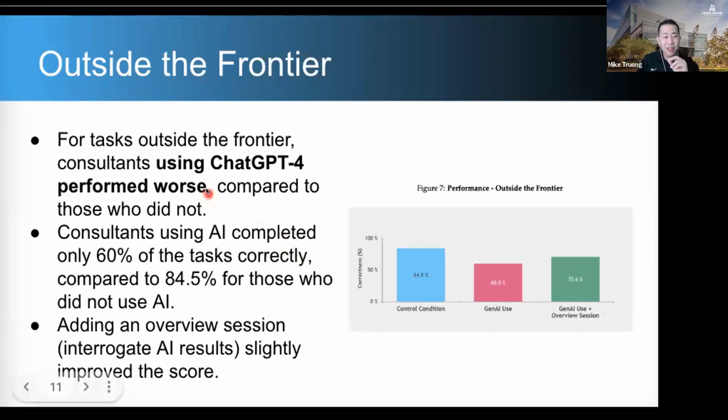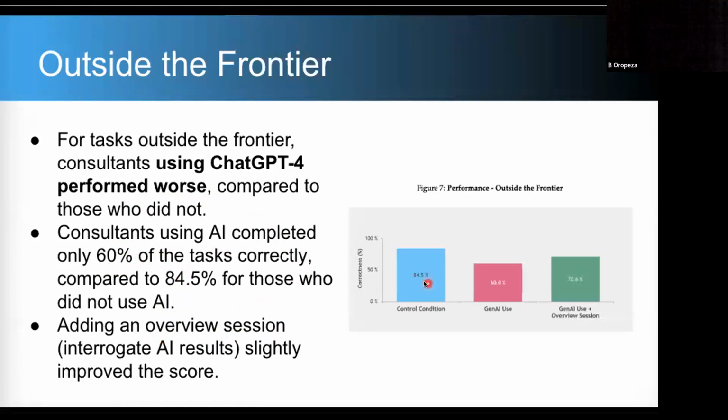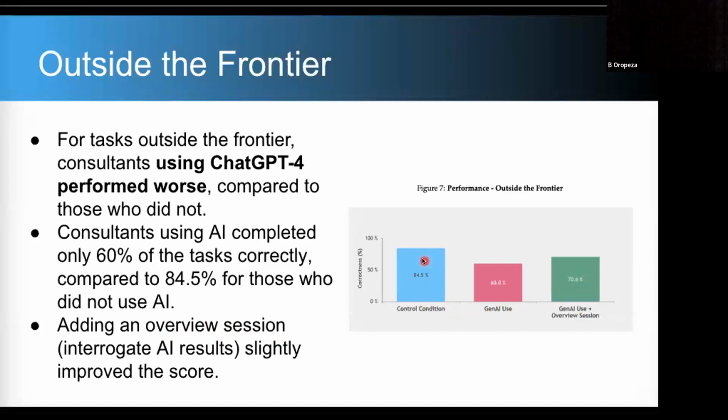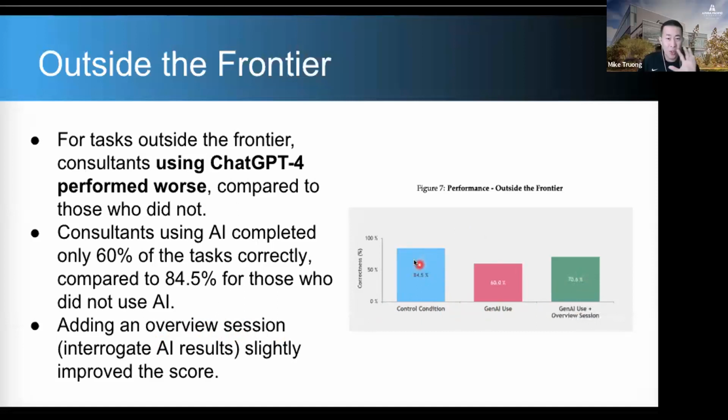For tasks outside the frontier, consultants using GPT performed worse compared to those who didn't use it at all. Consultants using AI completed only 60% of tasks correctly compared to 84% who did not. So let me give you the explanation for the chart here on the right. The control group are the ones that didn't use the tool. They just did it with their normal, traditional human intelligence. They were able to score the highest in these outside the frontier tasks.